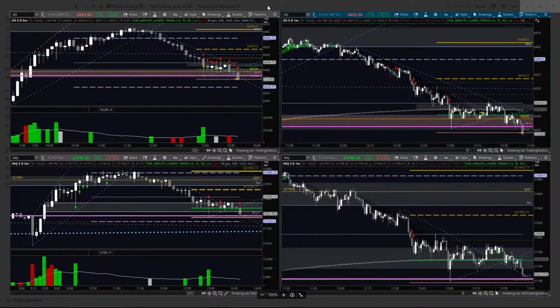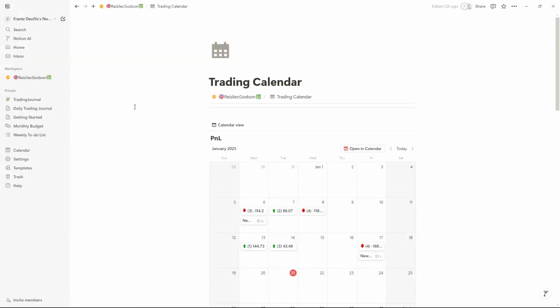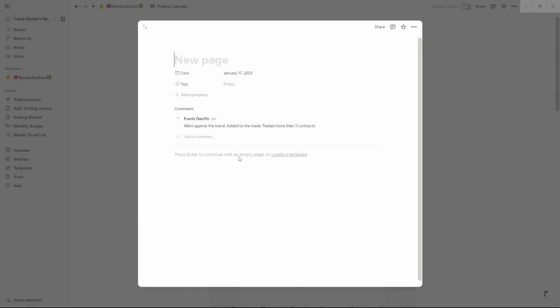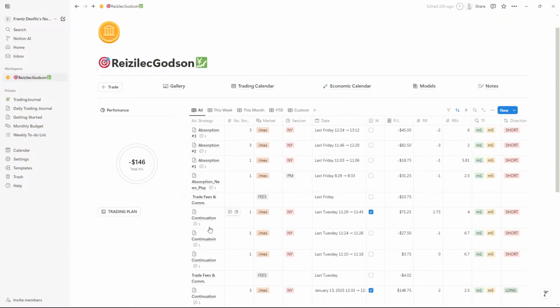And then I did write up my review. So that was that. It was kind of similar with this one here. Went against the trend, added to the trade, traded more than 3 contracts. And that was basically all against the trend the entire time. I didn't link the stuff, but I'm working on linking them.